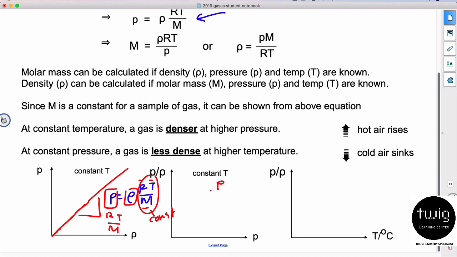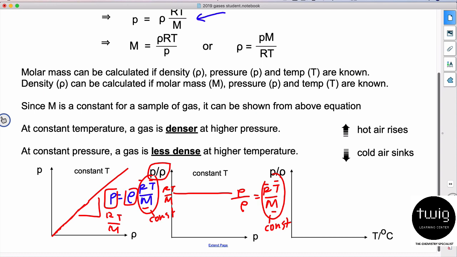So pressure over density is equal to RT over M. Okay, so I'm looking at pressure over density here. So let's look at what is constant. R is a constant, temperature is constant, and molar mass of a gas is always a constant, which means this entire thing is actually a constant, isn't it? So your graph should just be a horizontal straight line, and the value here is RT over M. Because it's a constant, it doesn't change.